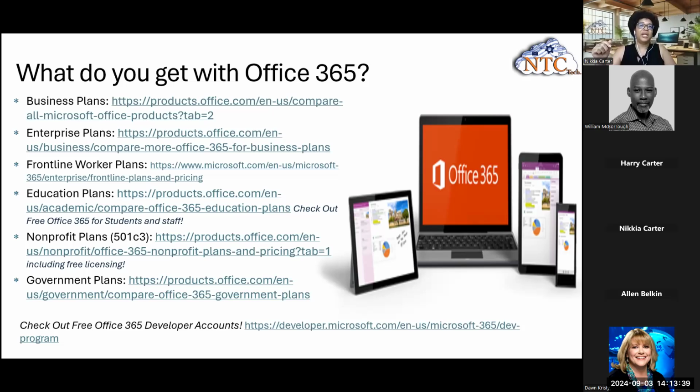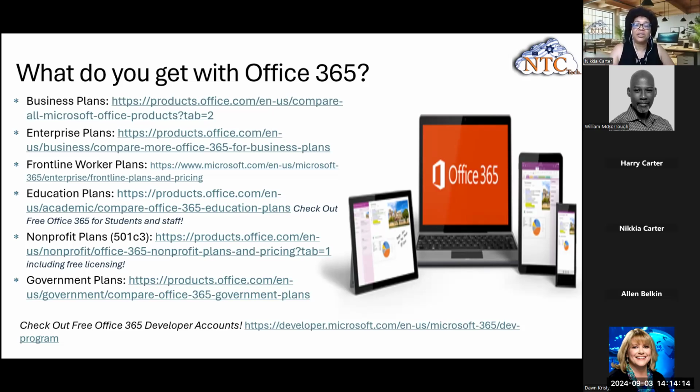So where can you get Office 365? There are business plans, enterprise plans, plans for your frontline worker, education, nonprofit, and government plans. So the business and enterprise plans: usually the difference is that business plans come with everything, while enterprise plans don't come with Teams. So if you get an enterprise plan, you have to buy Teams separately, unless you already have Office 365 and you already have that plan, then you're grandfathered in.